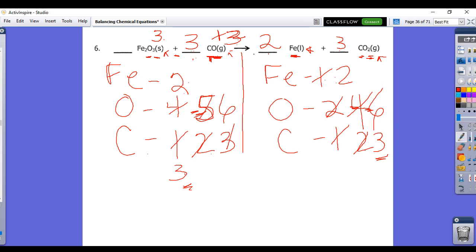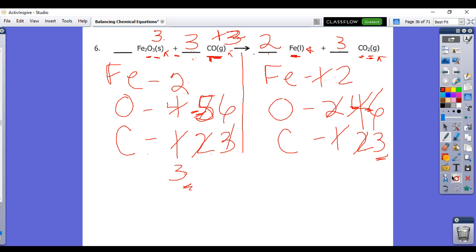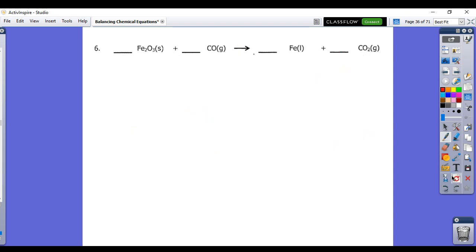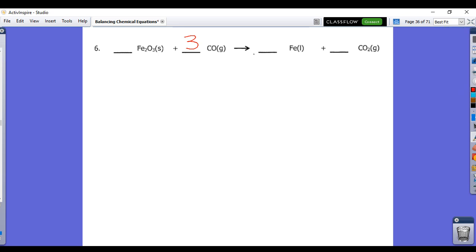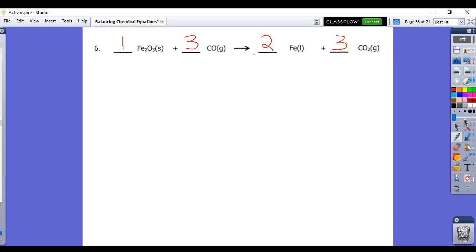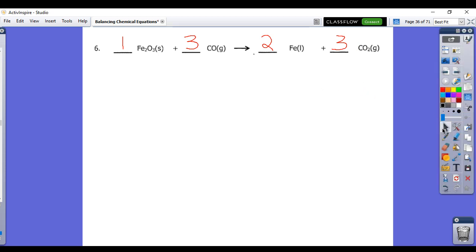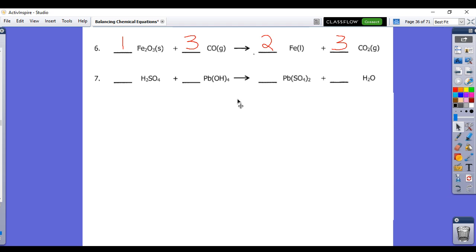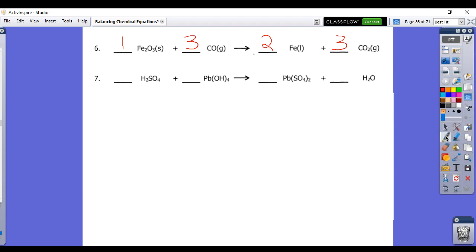So to clean up this answer, let me do this for you. So there should be a 3, there should be a 2 and a 3, and that's a 1. You can leave it as that, but that's your answer for number 6. All right, for number 7, so let's look at that.